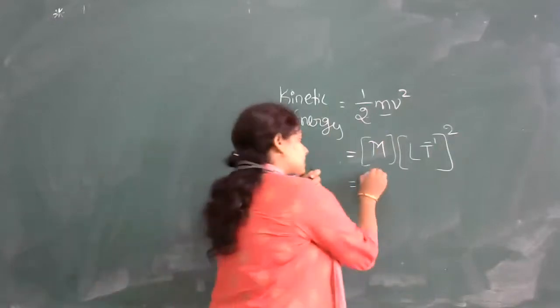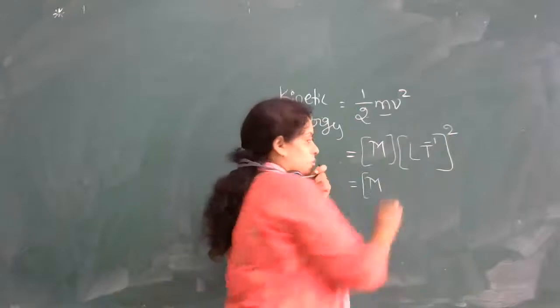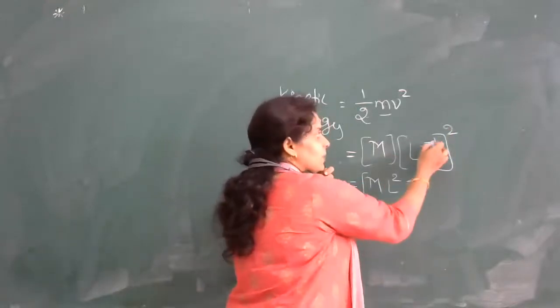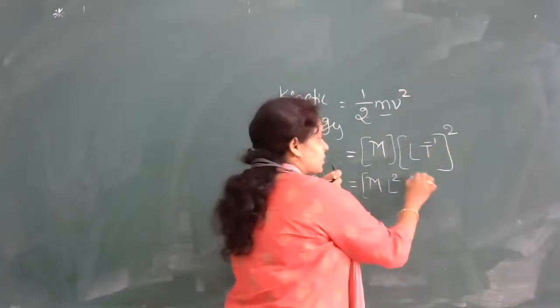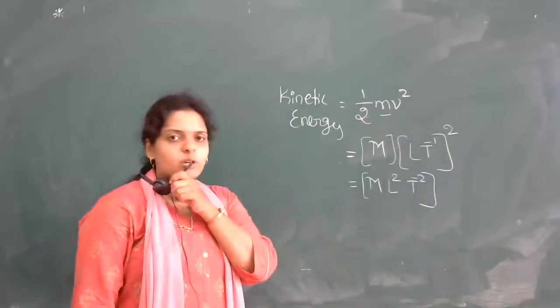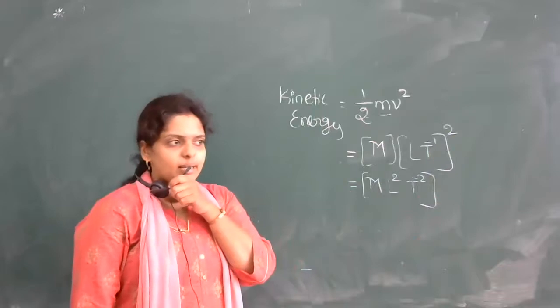So now I can simplify and write it as M. Here L becomes L raised to 2, and T raised to minus 1 into 2. What is minus 1 into 2? It is nothing but minus 2. So this is the dimensional formula for your kinetic energy: M L raised to 2 T raised to minus 2.